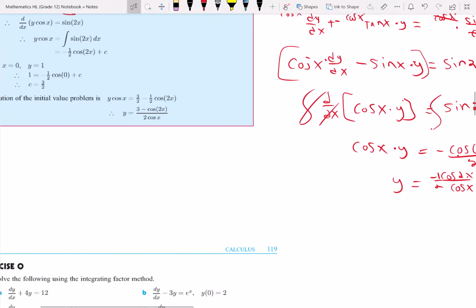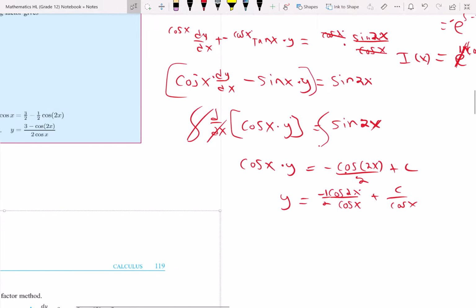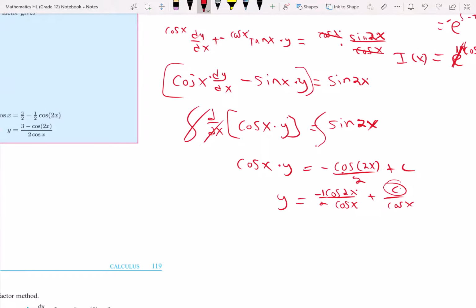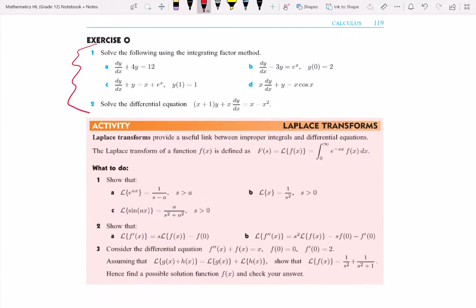Then we want the initial condition. I'll let them do the initial condition. You're just plugging in the initial condition 0, 1, right? So if you plug in, 1 is going to go in for the y, 0 goes in for x, and you get c equals 3/2, right? So then this value here would just be 3/2. And you would get something similar if you just rearrange it. All right, so that's that. There are 2 problems here for you to try using the integrating factor method.